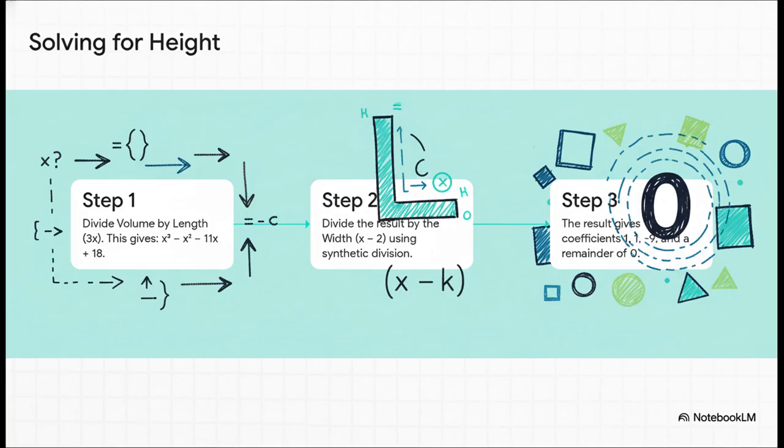Now we just follow the pattern. Bring down the 1, multiply by 2, add to -1. Multiply the result by 2, add to -11. One more time, and what do we end with? A remainder of 0. Perfect.